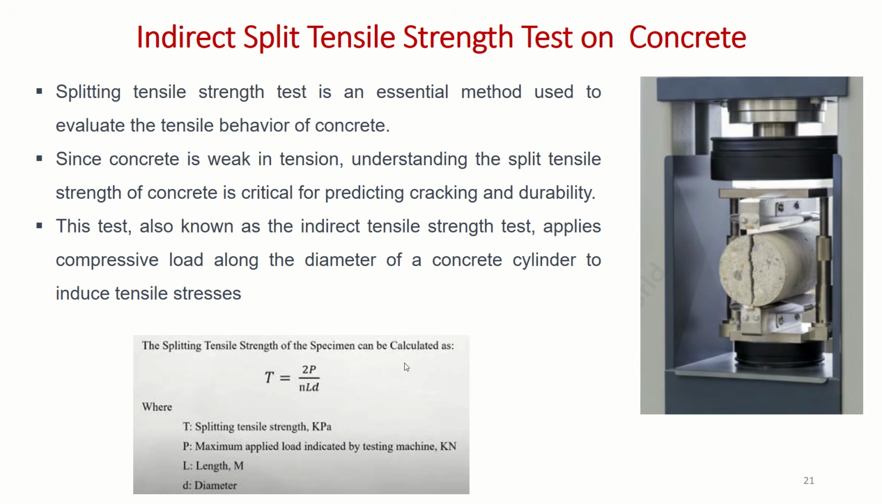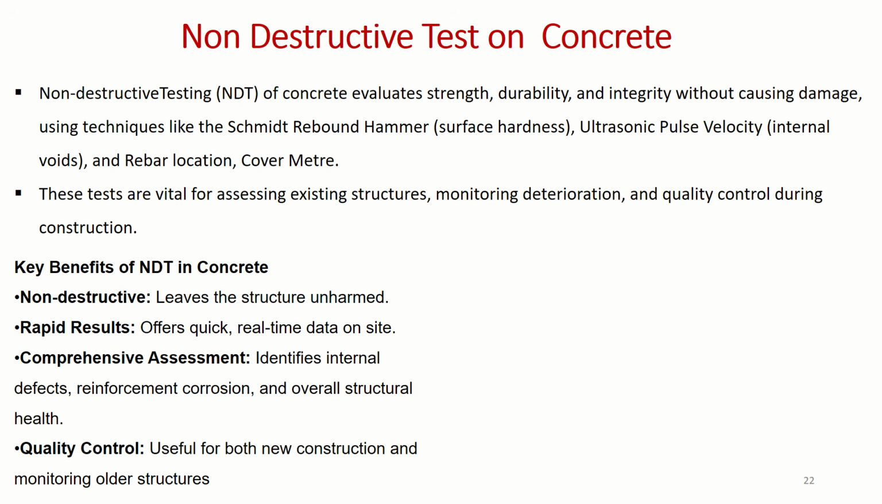To know the value of indirect tensile strength, we are using the formula 2P upon pi LD, or pi DL or pi LD, both are the same. So we are checking the indirect tensile strength of concrete. So in the hardened category, these tests are important: compressive strength, indirect split tensile strength and flexural strength. And now the non-destructive test.